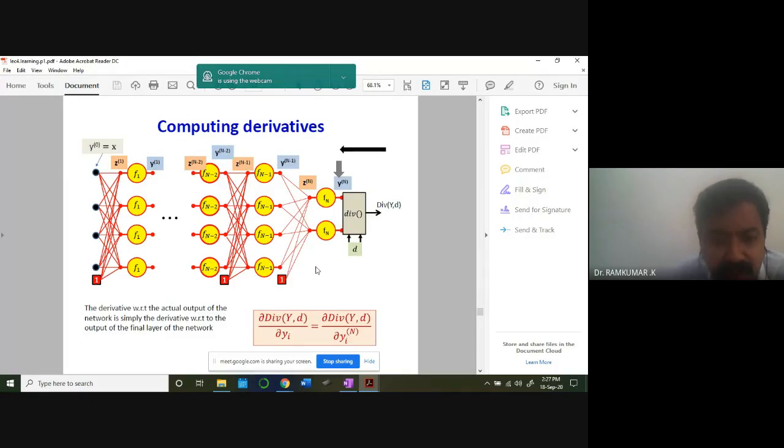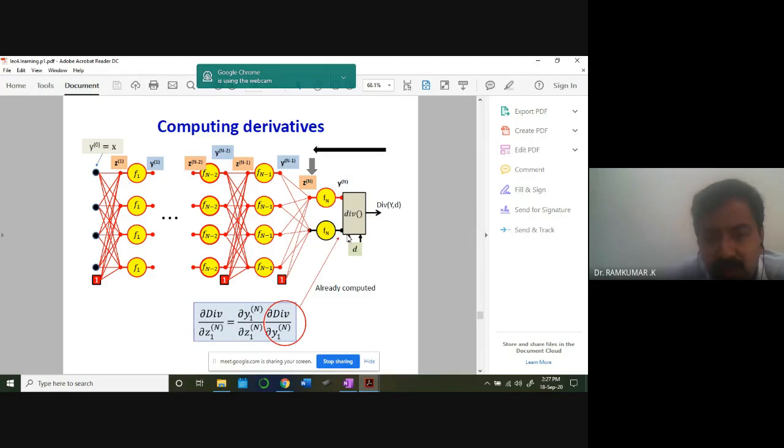Different notations are used, but anyway, it's almost similar. Exactly the same as whatever we learned in the last class also. Now the same thing. Dou Y by dou Yn, you have to compute this. This is already computed. Dou divergence by dou Yn. This is nothing but what? This is the final activation function, activation function by the corresponding dou Z1. That's nothing but the derivative of the activation function.